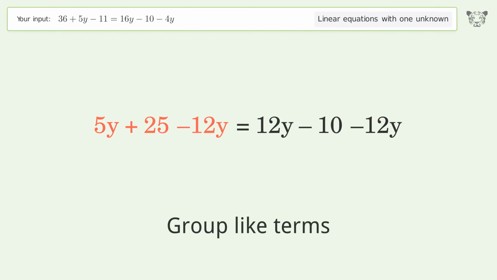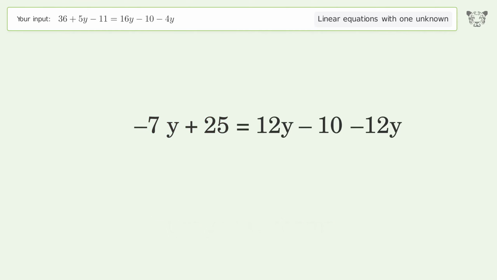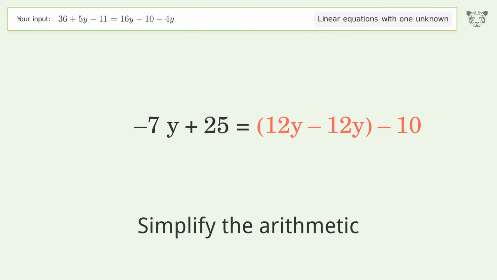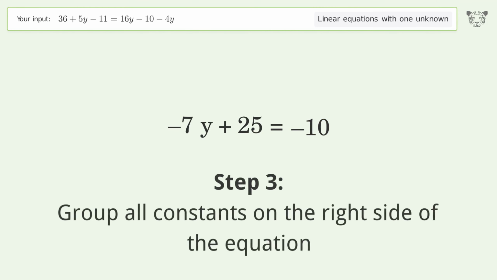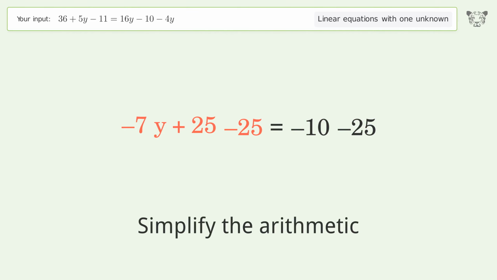Group like terms. Simplify the arithmetic. Group like terms. Simplify the arithmetic. Group all constants on the right side of the equation. Subtract 25 from both sides. Simplify the arithmetic.